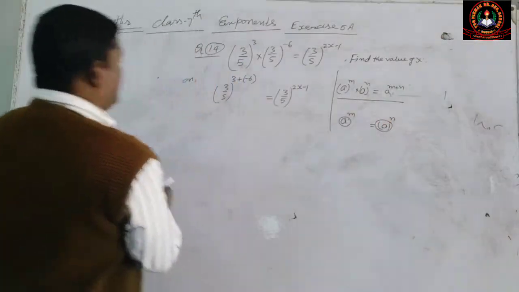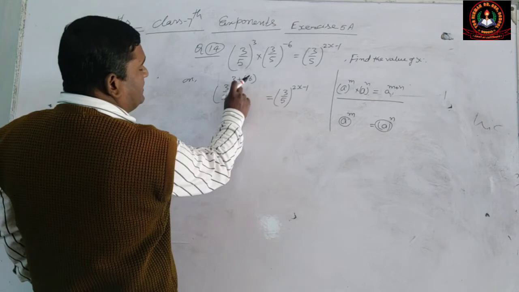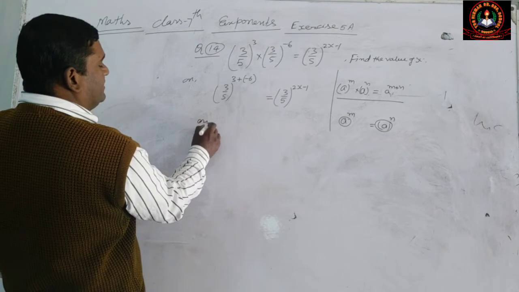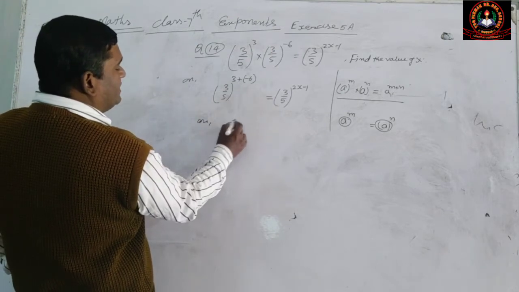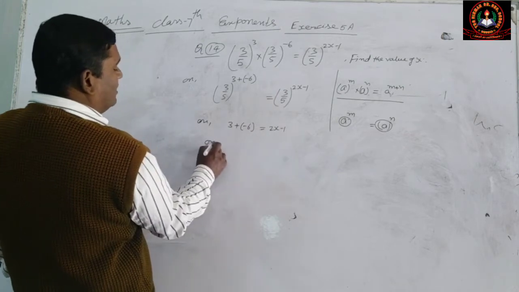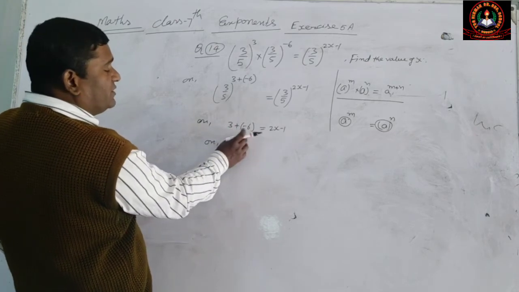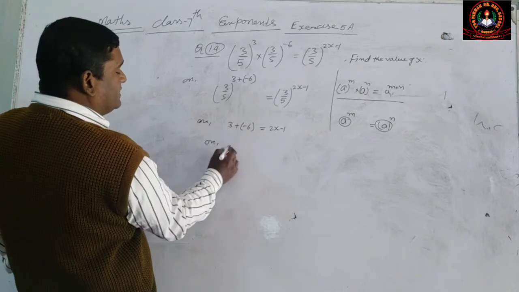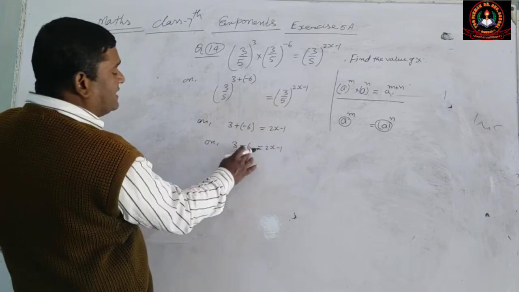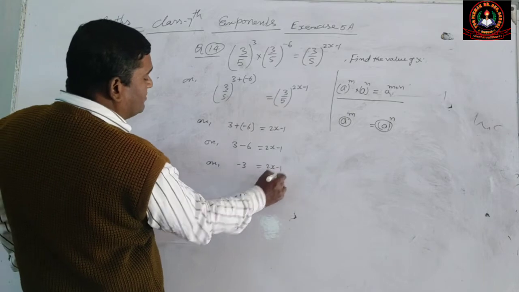It means here the base is 3 upon 5 and here the base is 3 upon 5, then we will equate their powers or exponents. Then what do we get? 3 plus minus 6 is equal to 2x minus 1, or we may write it plus into minus. When we multiply two opposite signs, it gives minus. And 3 minus 6, we get minus 3 is equal to 2x minus 1.